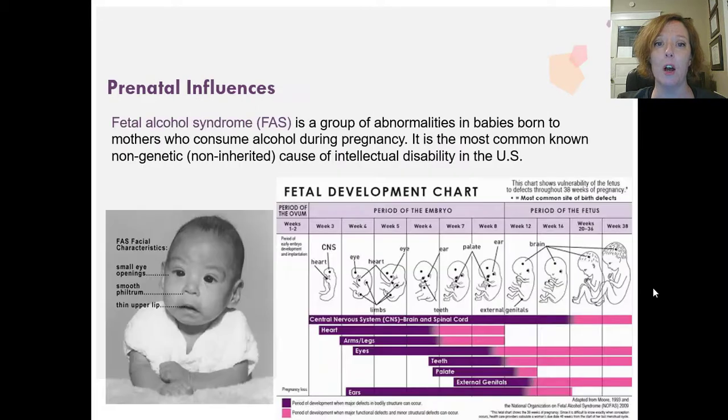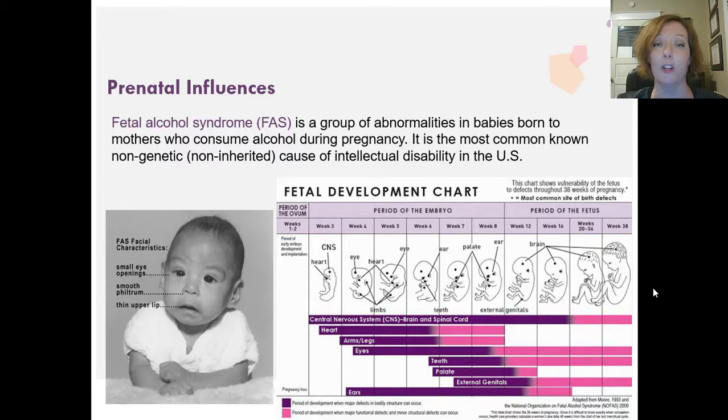One of the most common group of abnormalities is fetal alcohol syndrome, or FAS. And this is when babies are born to mothers who consume alcohol during their pregnancy. It is the most common known non-genetic or non-inherited cause of intellectual disability in the United States. I hope you'll pause here and take a look at the fetal development chart, because it shows you some common developmental issues that happen if the mother consumes alcohol during specific times in her pregnancy.